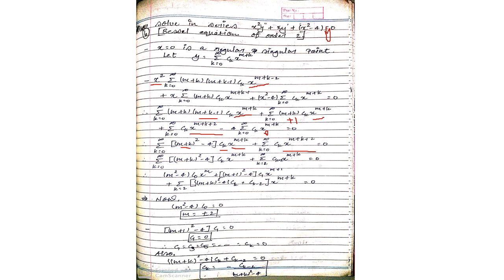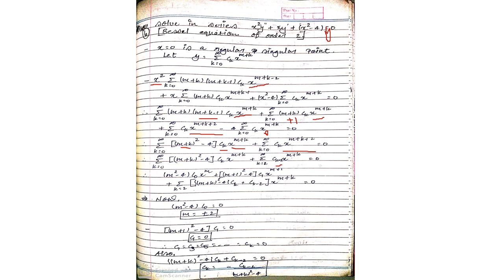So from the first term you have to rewrite two terms of k, right? So applying k equals to 0 and 1, for k equals to 0 you get this term, for k equals to 1 you get this term, and at the last just combine both the series. Okay, so that will be from 2 to infinite, (m plus k) whole square minus 4 into c_k, and from this term c_(k minus 2), and x raised to m plus k is common for all, right? So at the last you are getting three terms, right?